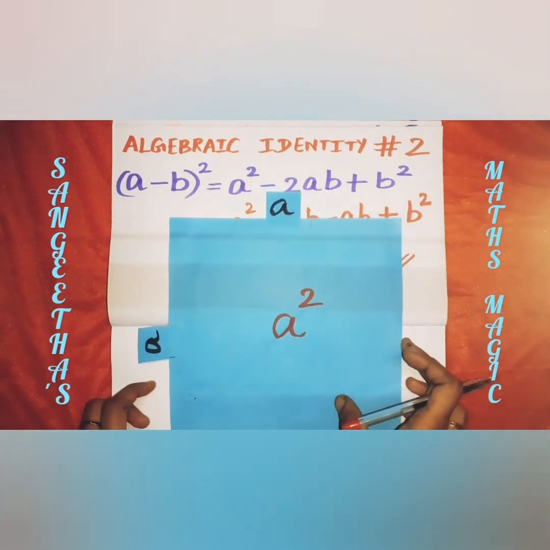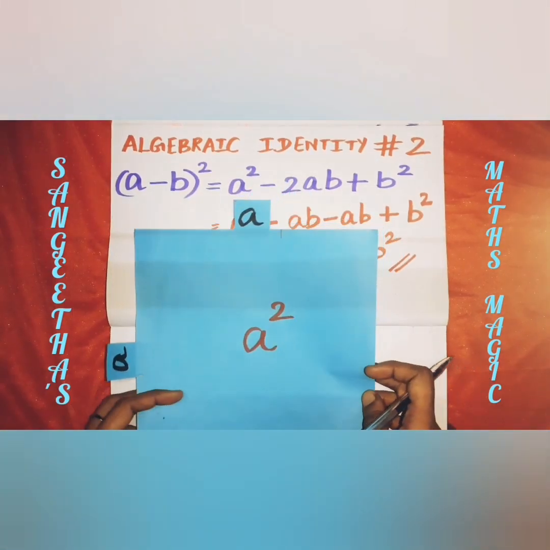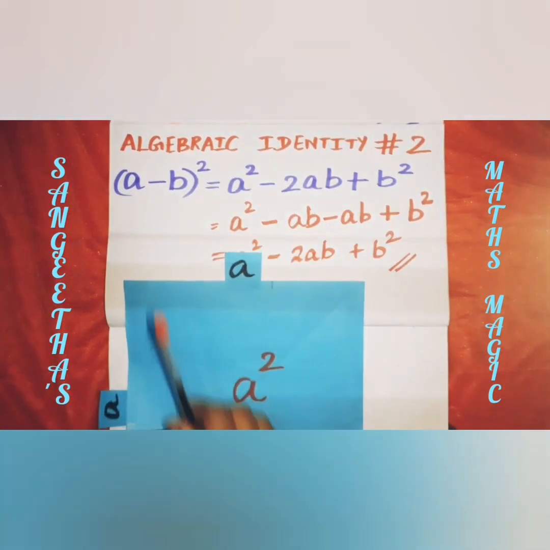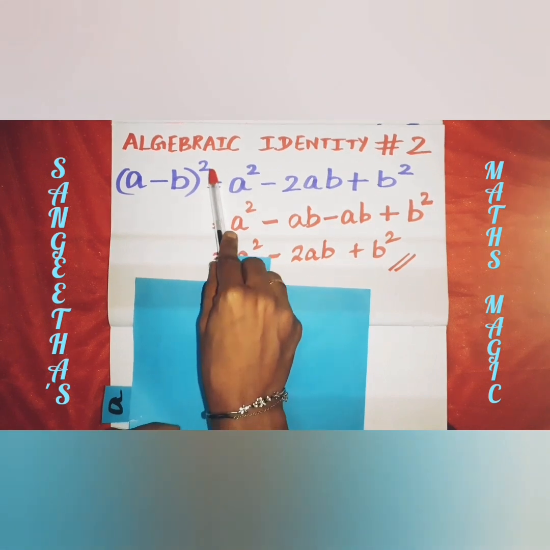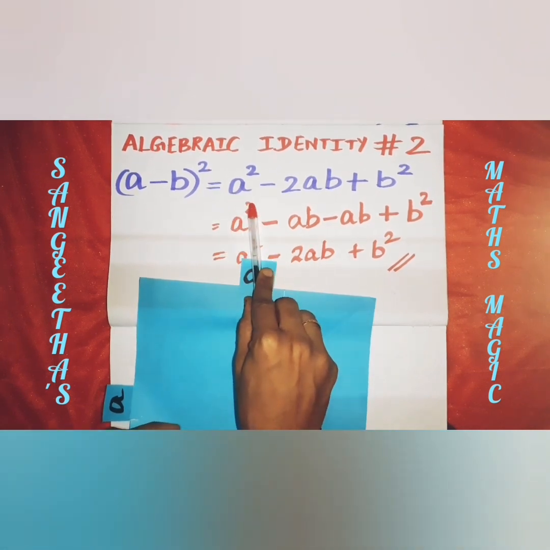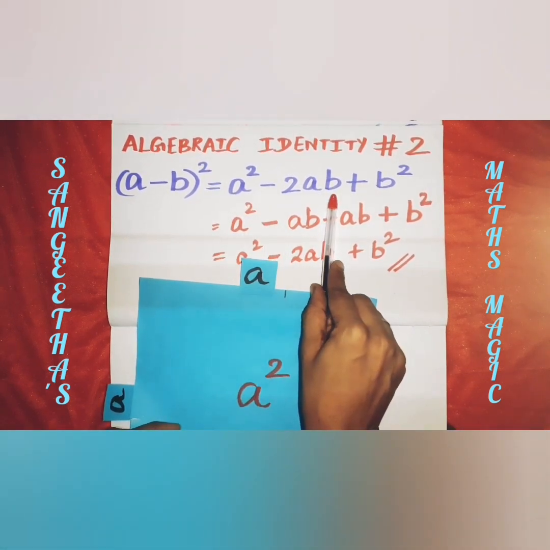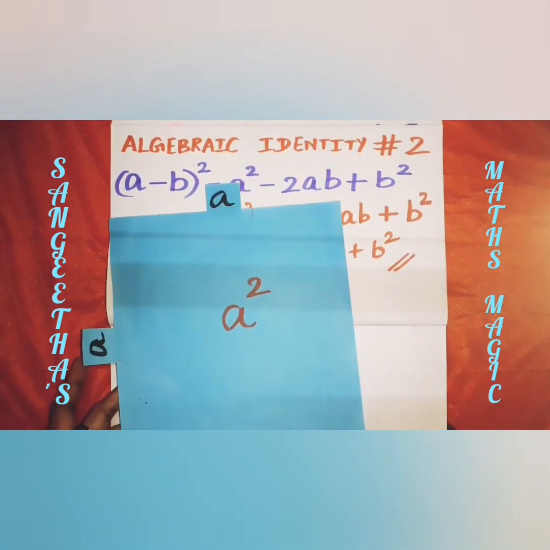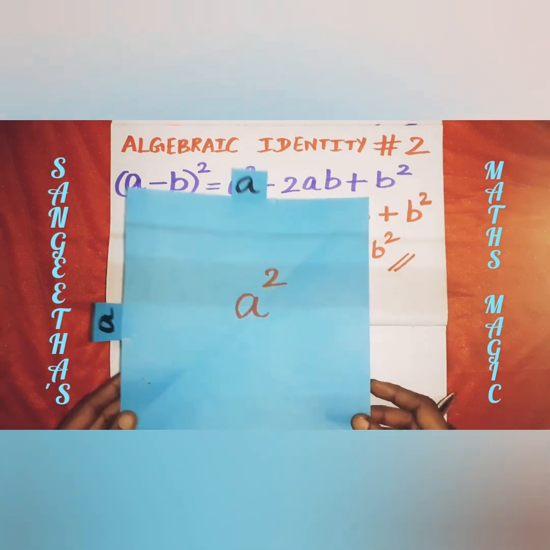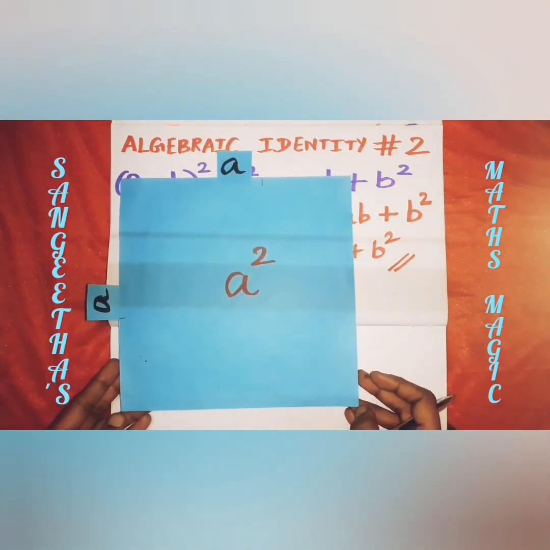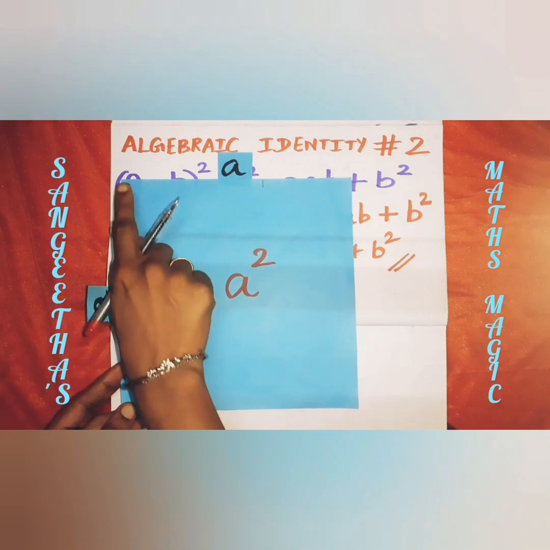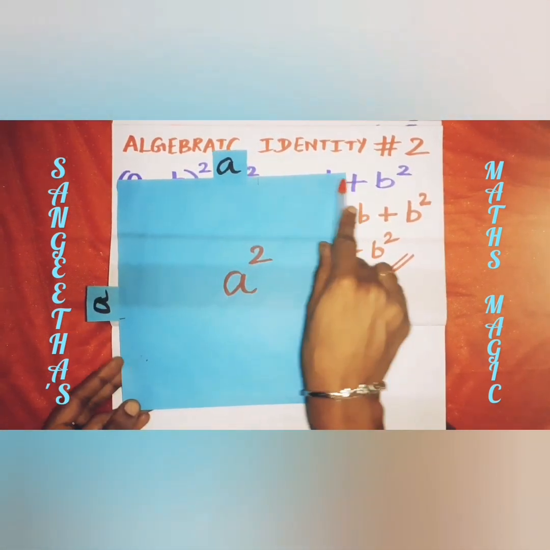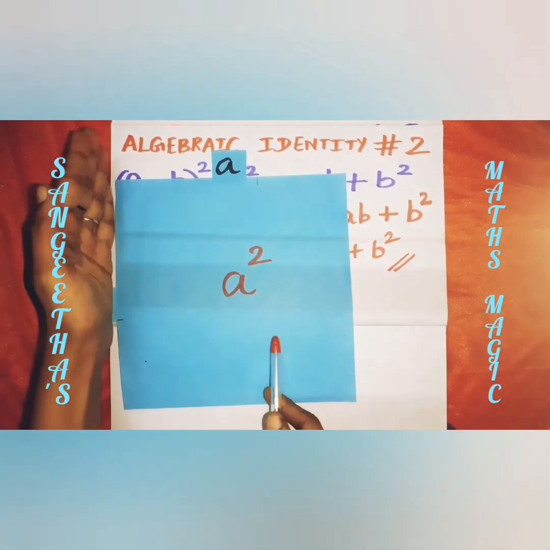Hello students, in this video you are going to learn algebraic identity number 2, (a minus b) whole square equals a square minus 2ab plus b square. To do an activity, a geometrical representation, I just take a big square cut out. You know how to make it, right? In the previous video I have told you.